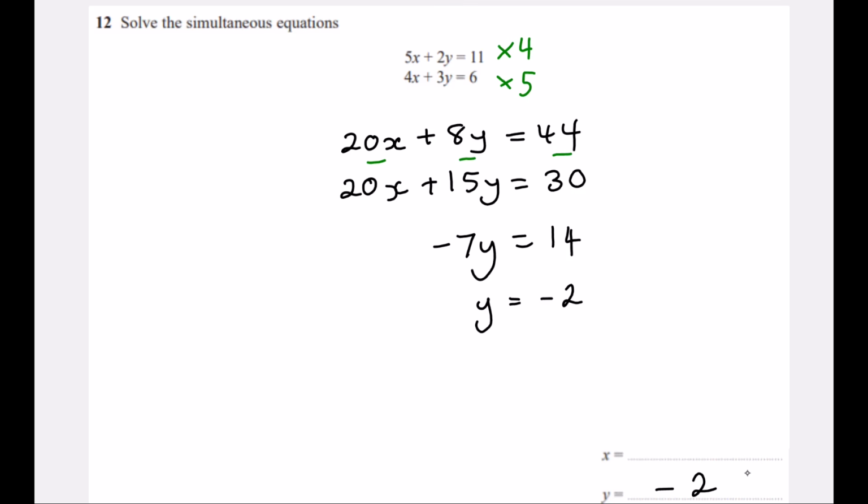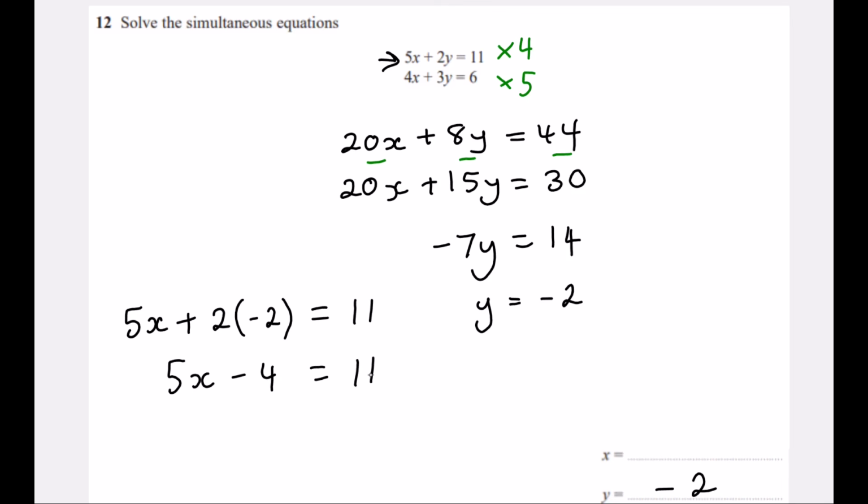And now we know y, we can substitute it back in. So we know 5x in the very top one here, plus 2y, and I know y is negative 2. So 2 negative 2's must equal 11. 2 negative 2's make negative 4. So 5x take away 4 must be 11. Add 4 onto both sides. Divide both sides by 5.